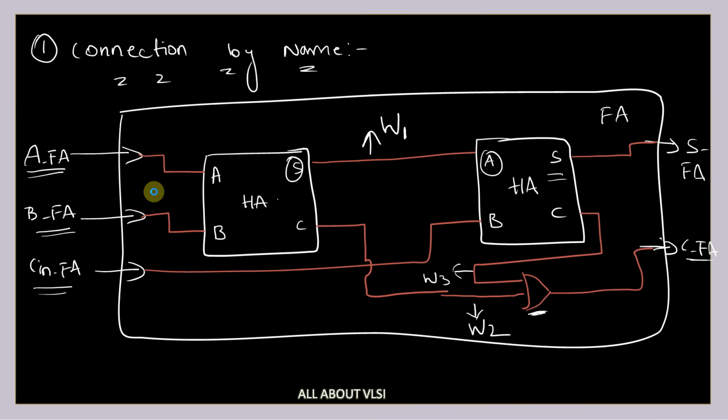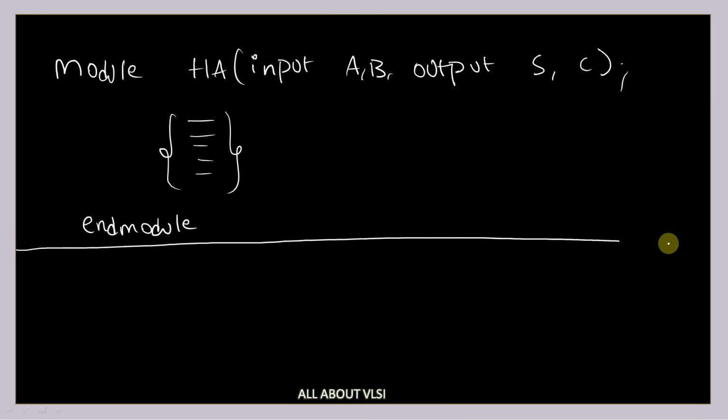Now you don't need to write the code two times. If there are two modules, you don't need to write the code two times. Only write the code for the design of half adder one time. That's enough. Now after that, what you are going to do is write down the code for our full adder.